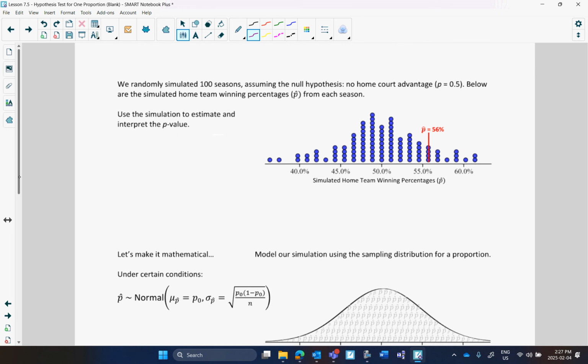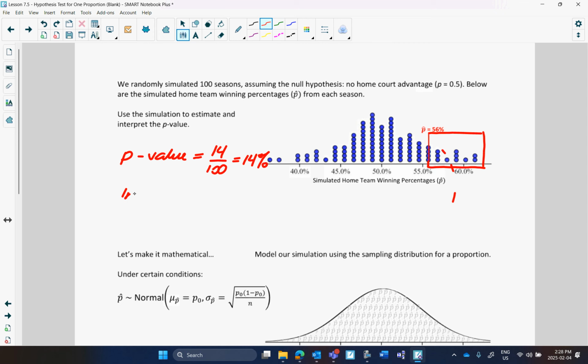where the season was simulated 100 times. And we found that we got 56% or higher 14 out of those 100 times. So the p-value, or the probability, was 14 out of 100, 14%. And what's the interpretation?